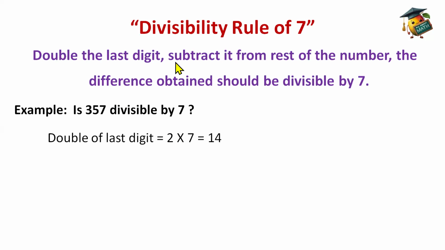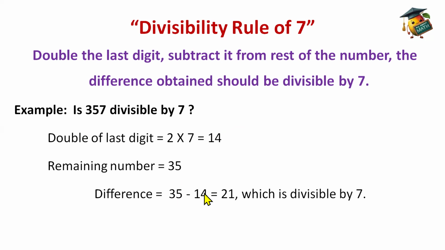Double the last digit, then subtract it from the rest of the number. Now, this 14 should be subtracted from the rest of the number, what is left. After taking 7 out from this number, we are left with 35. So the remaining number is 35. Now, after 35, what will we do? You'll subtract this double of the last digit from the remaining number. So after the difference, I get 21. So 21 is divisible by 7. It means this number is also divisible by 7.